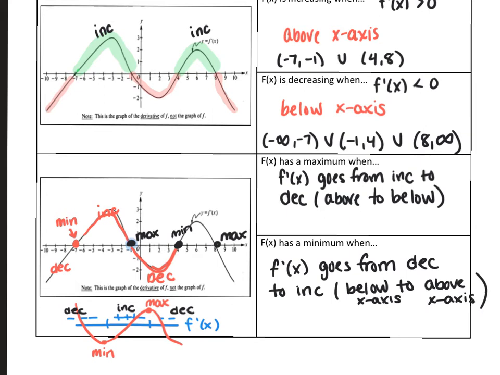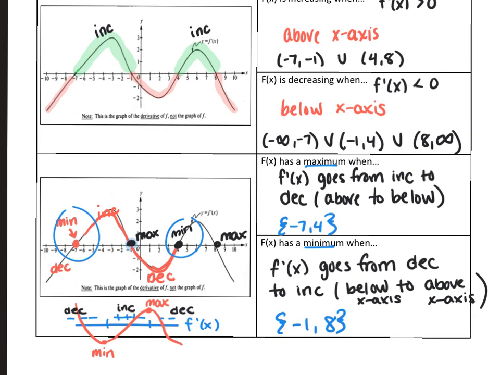So usually these questions are like, what are the x values of the minimum or maximum? There's really no way for you to find the y value without knowing the original function. So we have a minimum at -7 and 4. And we have a maximum at -1 and 8.